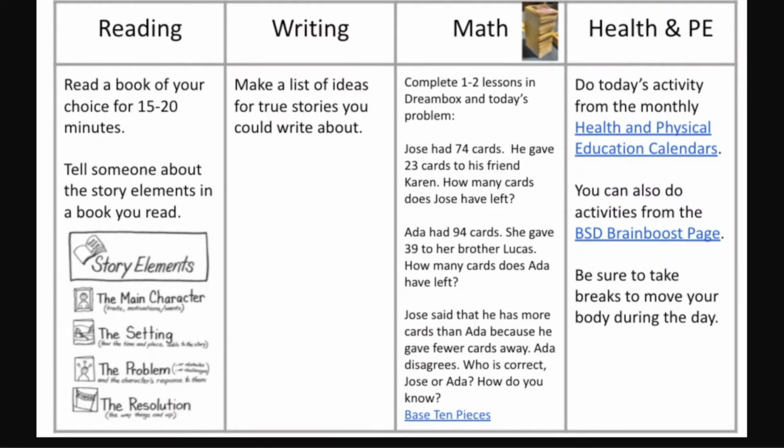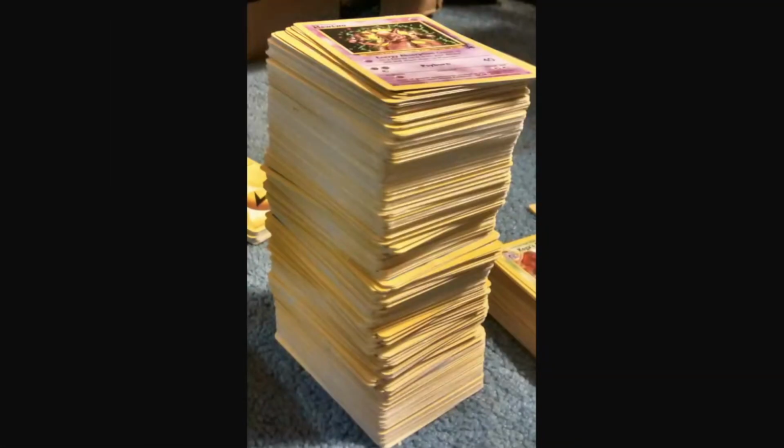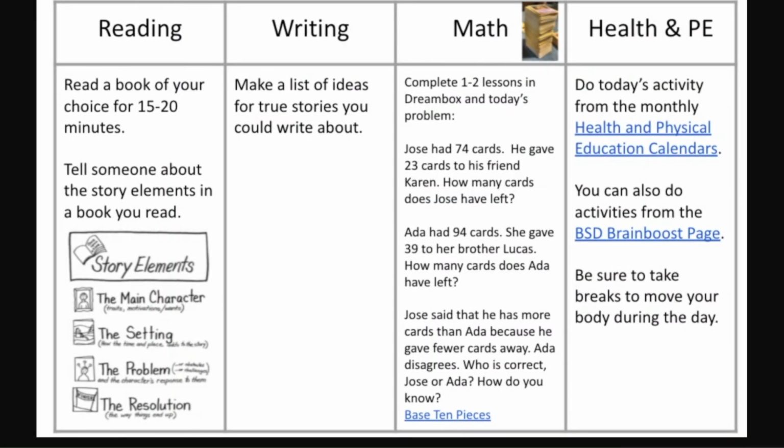Now in math today, we're always going to do 1 to 2 lessons in Dreambox, and then we'll have a problem of the day to try to solve. Now today's problem involves cards, like trading cards of some sort. So you have to kind of imagine in your mind that there's some kind of a trading card. It could be like a Pokemon card. It could be like a sports card, like a football or baseball card or something like that you're going to be exchanging here. Kind of picture those.